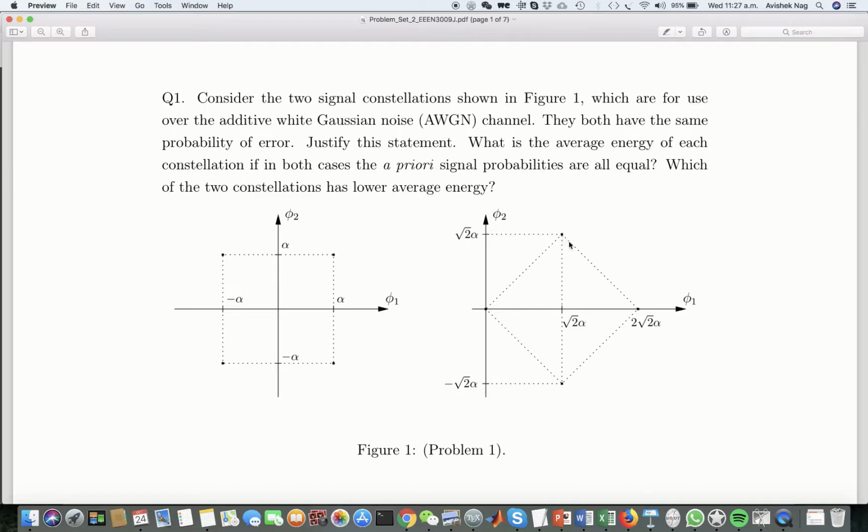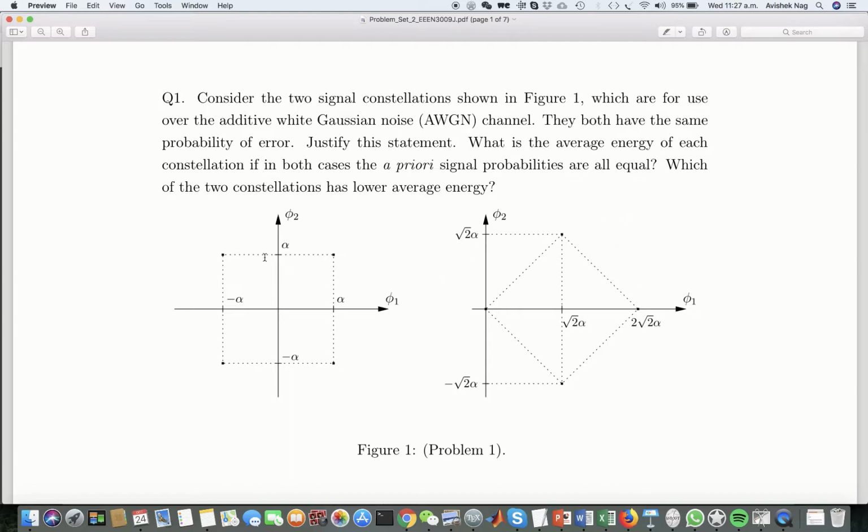and in fact between any two signals, because if you sum the squares of these two distances, this is 2 alpha square plus 2 alpha square, which is 4 alpha squares, and if you take the square root, that is 2 alpha. So these two distances in both the constellations are the same, and you know that the probability of error is only dependent on the distance between two signals in the constellation.